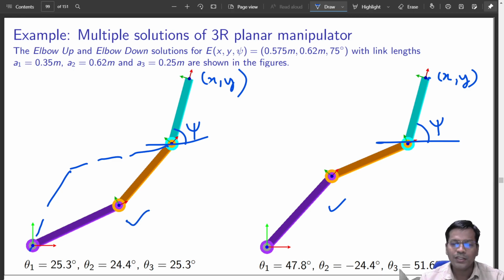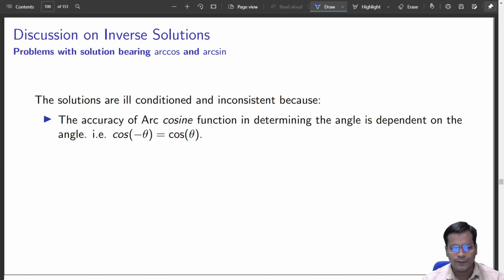So even a 3R planar manipulator has two different inverse kinematic solutions. That doesn't mean a 3R will have three different solutions. This also has two solutions only.